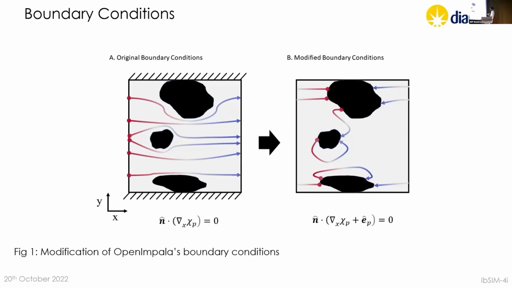So I modified the boundary conditions. I was using OpenImpala, you can see here. We go from a flow-through type geometry into a more homogenized process. And this is more characteristic of ion transport inside batteries. You don't capture blocked pores using that left-hand side simulation package.